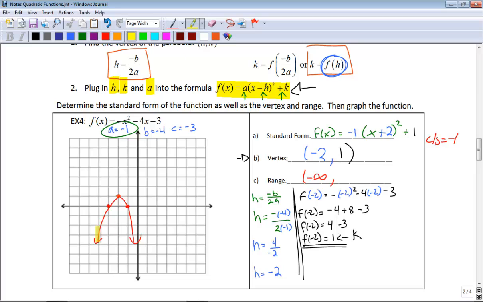And then the last thing I get to when I go is that top dot. Well, what is this top dot? Well, the y value of this top dot is equal to 1. So my range is from negative infinity to 1.